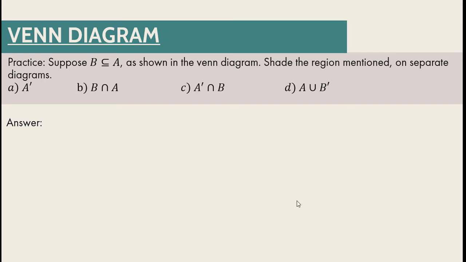You draw the circle A, and then inside the circle A, you will draw the circle B, because B is a subset of A. And next, you will try shading the region mentioned on separate diagrams, like what A prime looks like, what the intersection of A and B looks like, and what the intersection of A prime and B looks like, given that B is the circle inside of A.